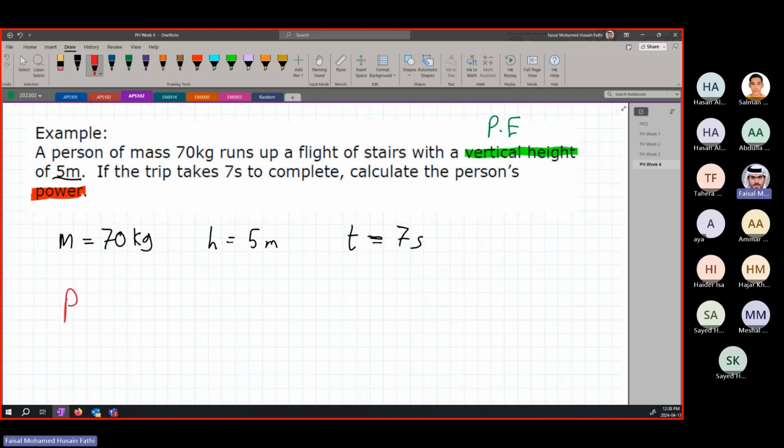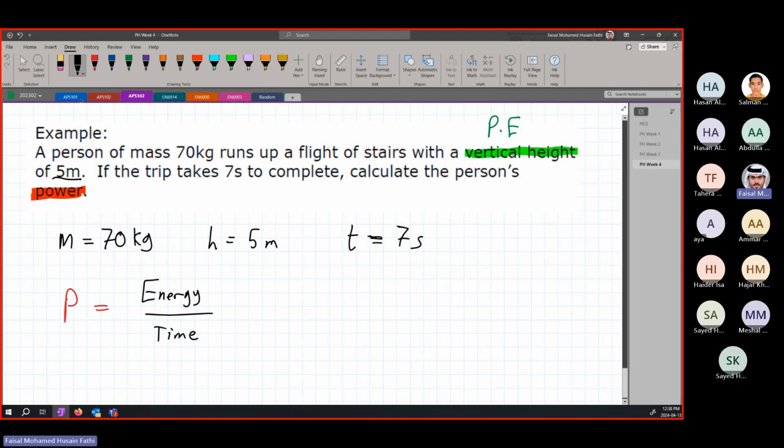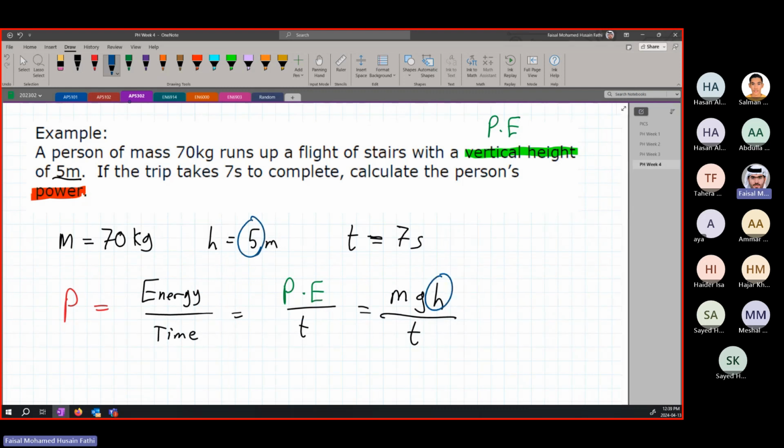First things first, we know that power is equal to energy over time. We know here the energy they're talking about is potential energy over time. And we know that potential energy is what? mgh over time. So now you have your equation and you're just going to plug in values. So the 5 meters is your height. G is a constant that we already know. 7 seconds is your time. And 70 kilograms is your mass. And G we know is a constant that we already have.